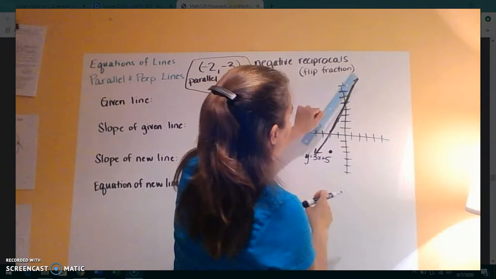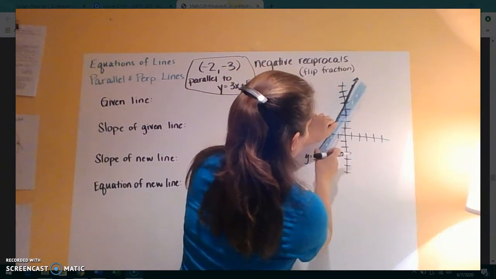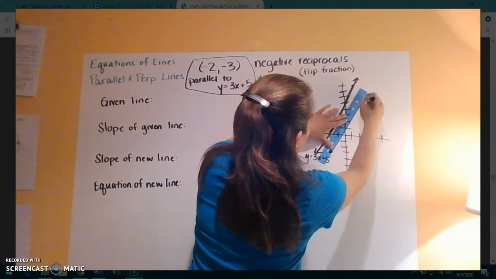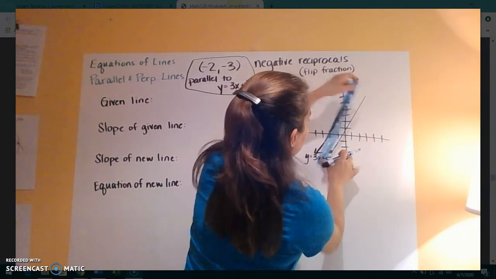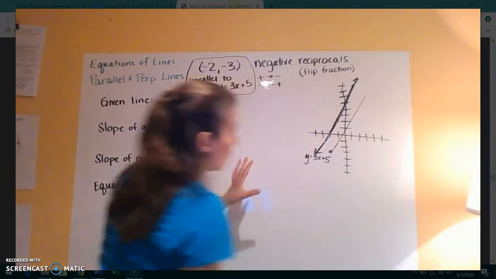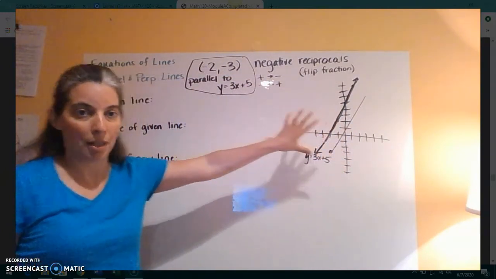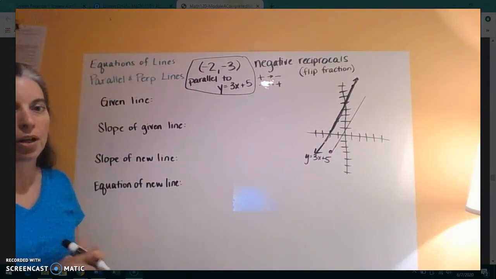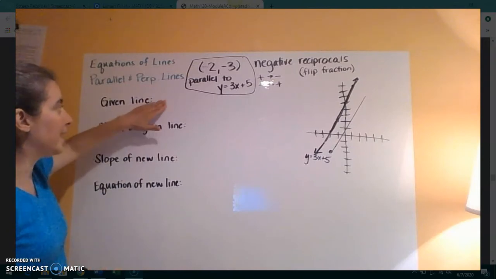So if this is this line, I should have used a ruler to draw that a little nicer, but I want to know the equation of the line that roughly is going to look like this, right? It's going to go through this point and is parallel to this one. So again, this is not what you'd be given, but that's what you can picture in your head or draw out on your paper.